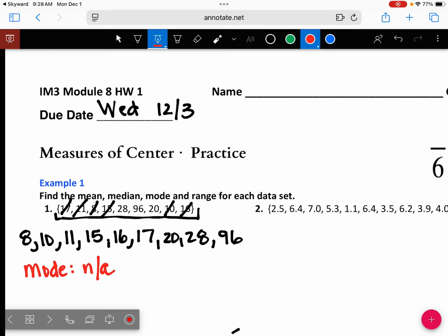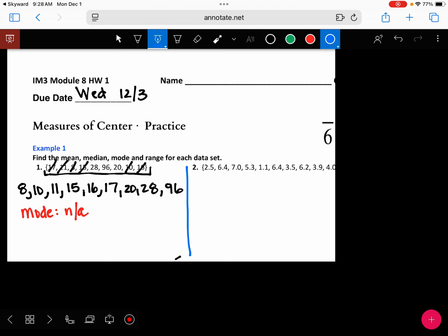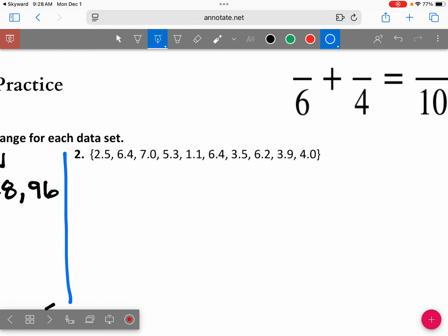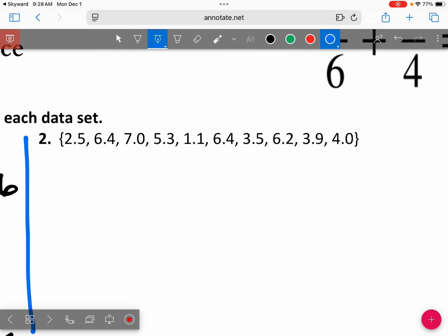All right, now let's look at number 2. For number 2, I'm not gonna finish it because you all can finish it. I'm just gonna point out a couple things for each one. Now let's look at number 2. Let's go ahead and put these in order from the smallest to the largest. So we got decimals this time. So my smallest number is 1.1.